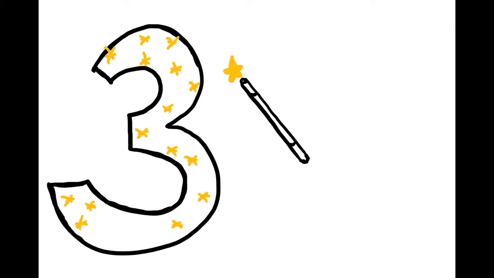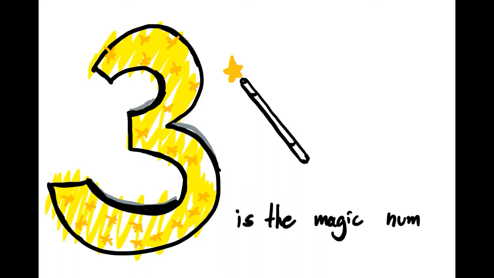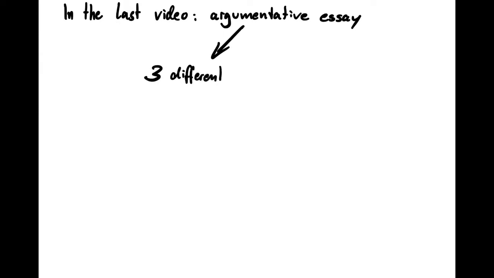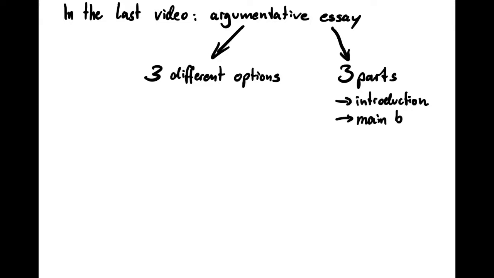3 is the magic number, at least when it comes to the argumentative essay. In the last video, you've seen how to write an argumentative essay. I showed you the 3 different options there are, and you've seen that an argumentative essay has 3 parts: the introduction, the main body, and the conclusion.